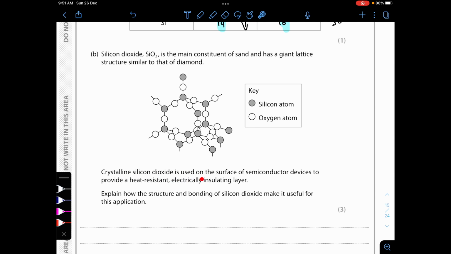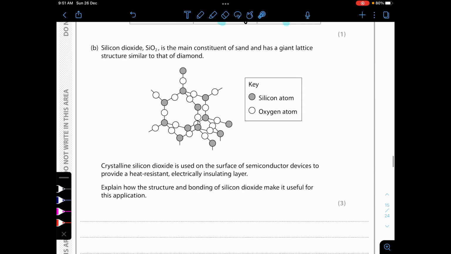Crystalline silicon dioxide is used as a surface for semiconductor devices to provide a heat-resistant electrically insulating layer. Explain how the structure and bonding of silicon dioxide makes it useful for this application. Now, if you remember diamond, what do you know about diamond? It's similar to diamond. So the qualities of diamond are what?